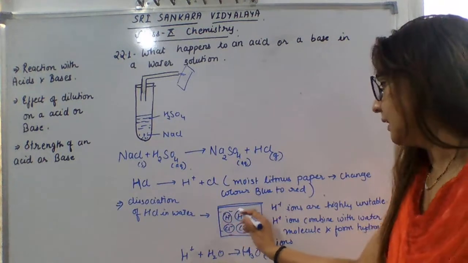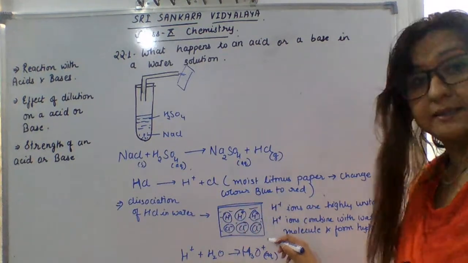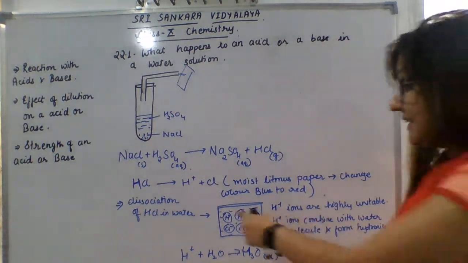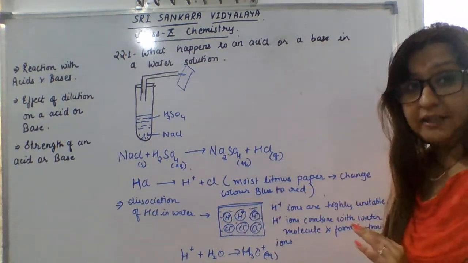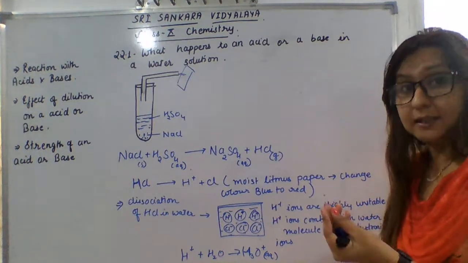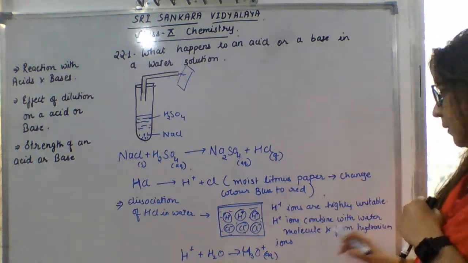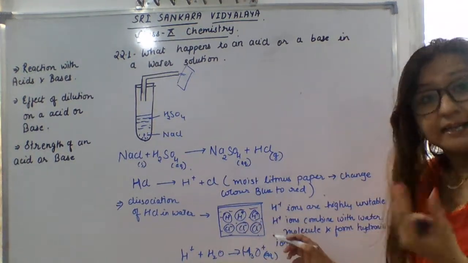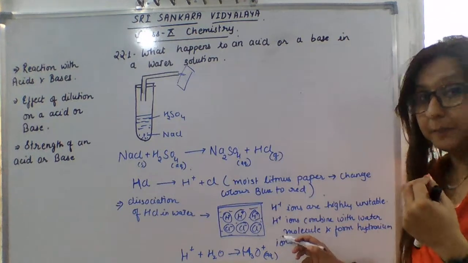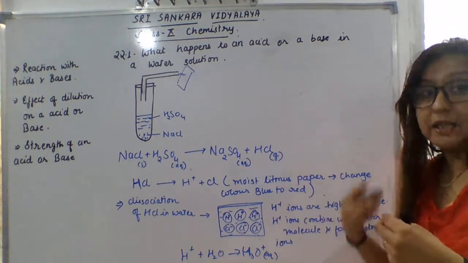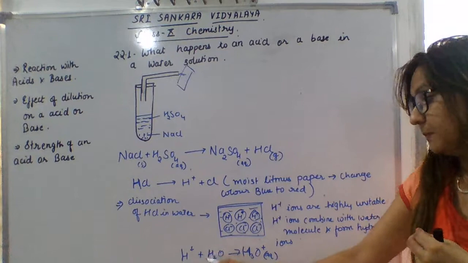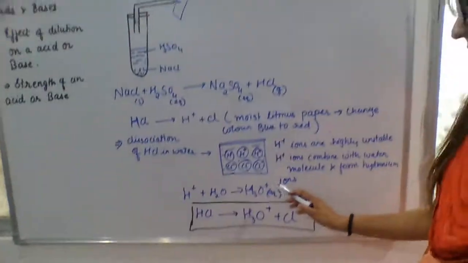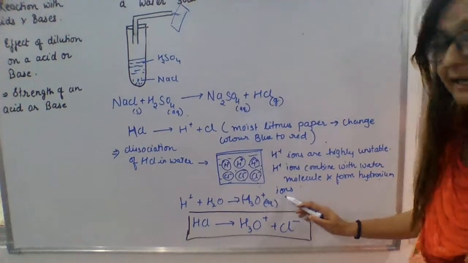See, suppose this is the water and here the ions are present, H plus ions and chloride ions, Cl minus ions. Now these H plus ions are highly unstable in nature. They can't remain single. They will combine with the water molecules. Here H plus will combine with water molecules and form H3O plus ions, that is hydronium ions.